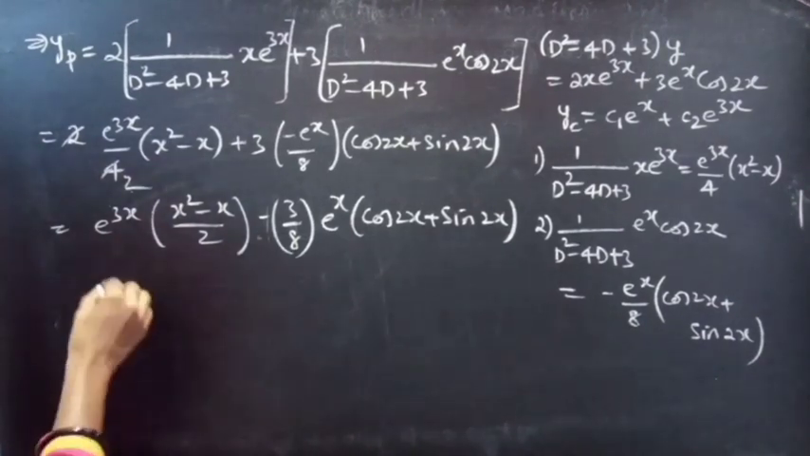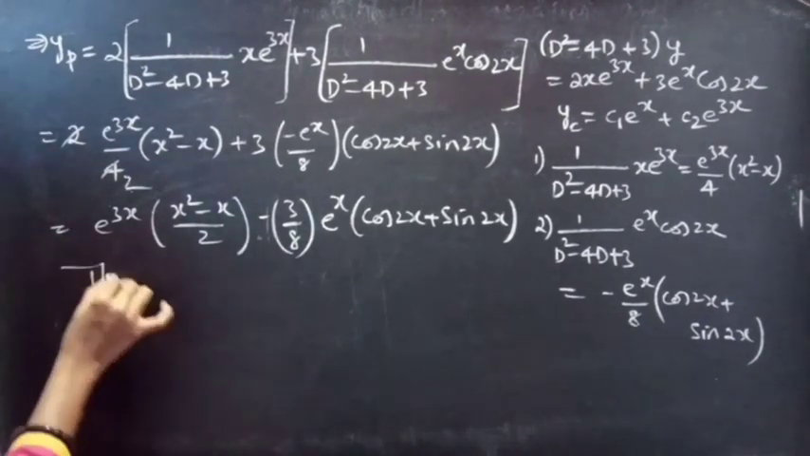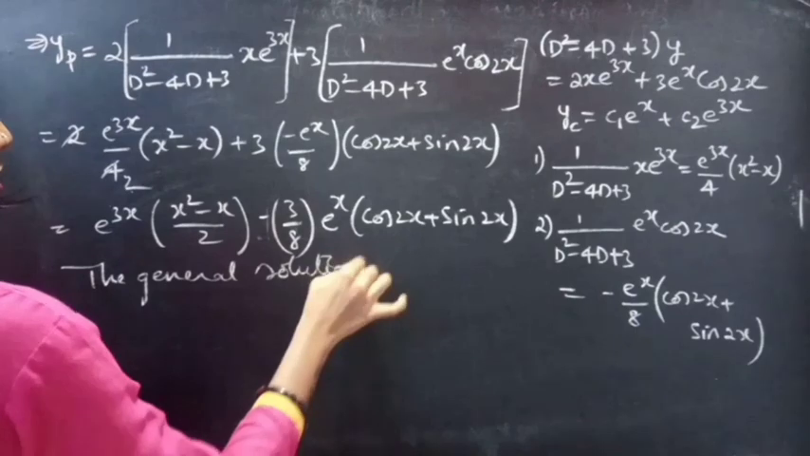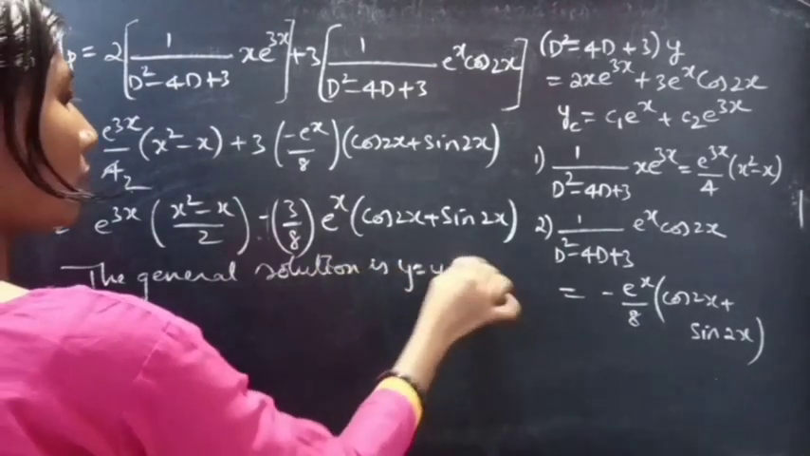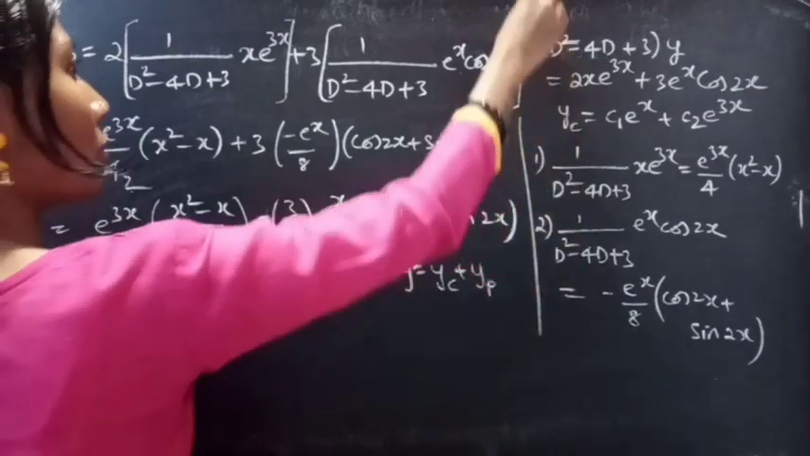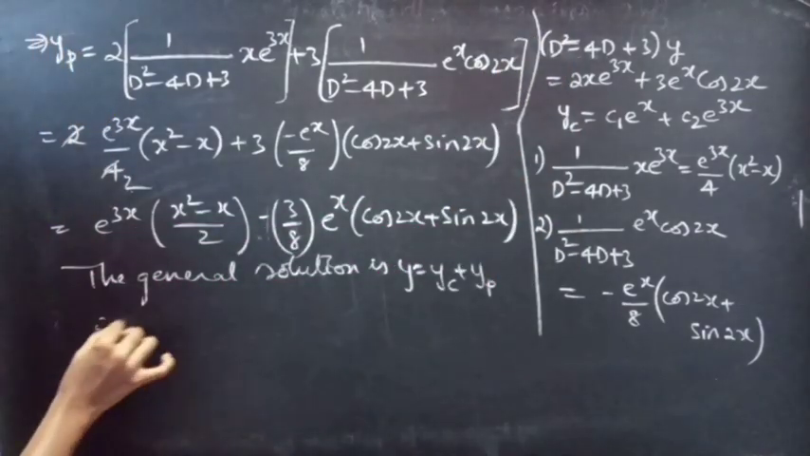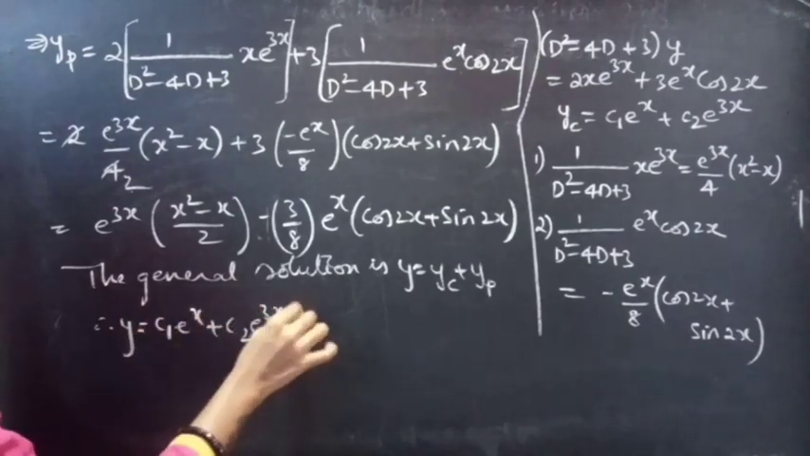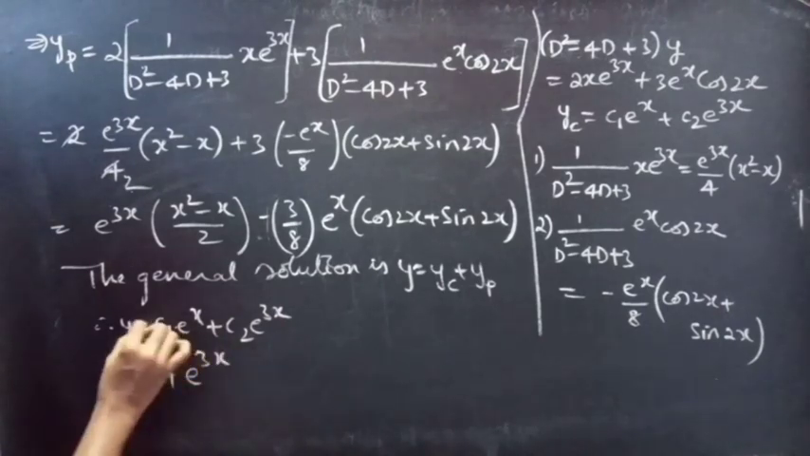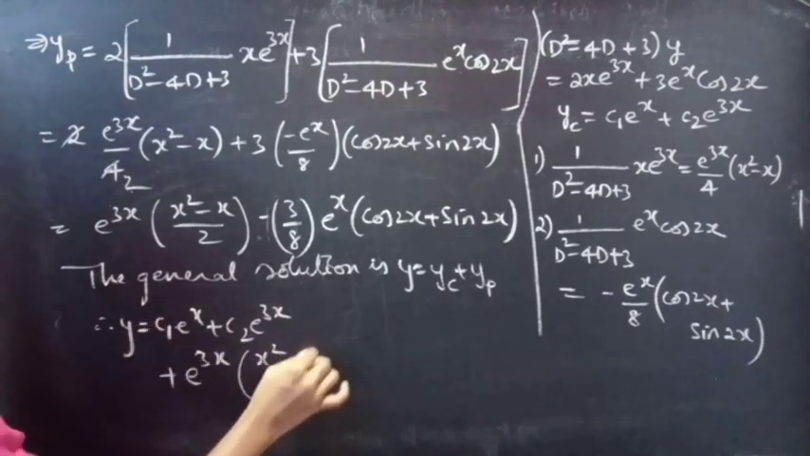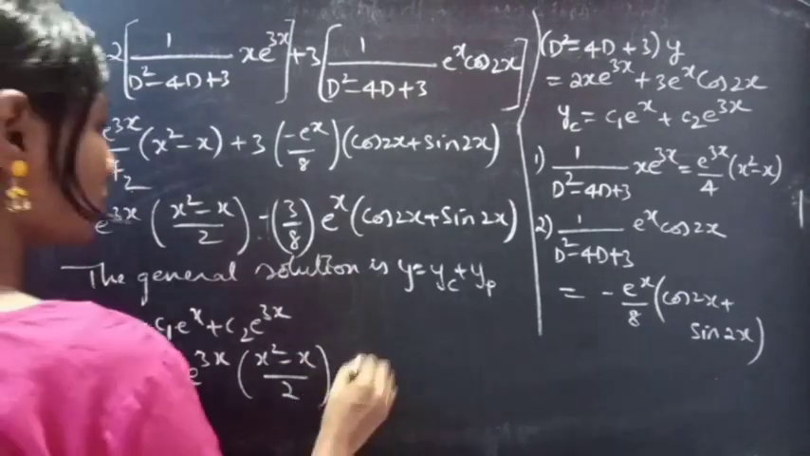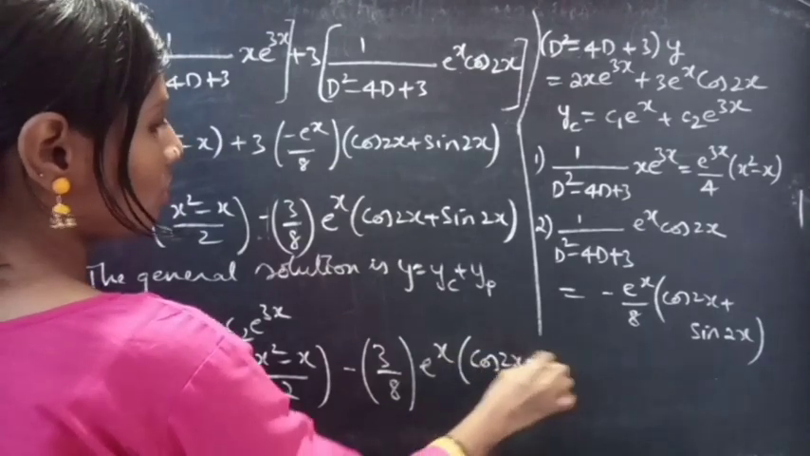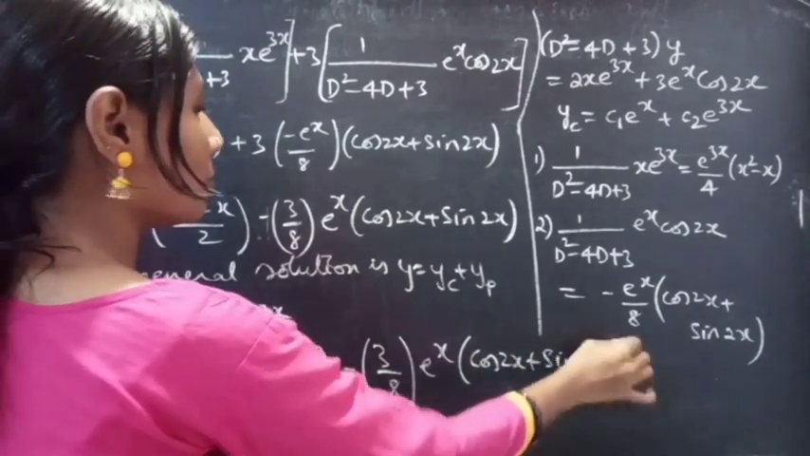Now let's write the general solution because we got yp and yc. The general solution is given by y equals yc plus yp. Then, for y we have c1 e power x plus c2 e power 3x plus yp, e power 3x into x square minus x by 2 minus 3 by 8 into e power x into cos 2x plus sin 2x. This completes the problem.